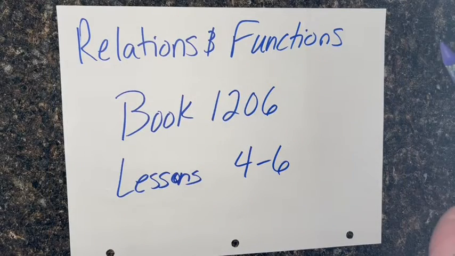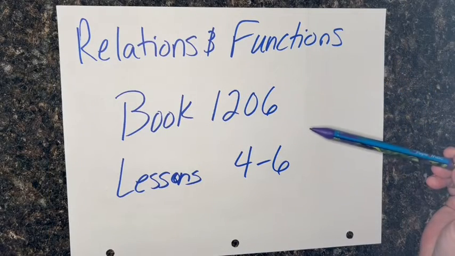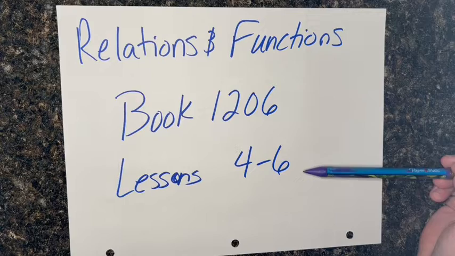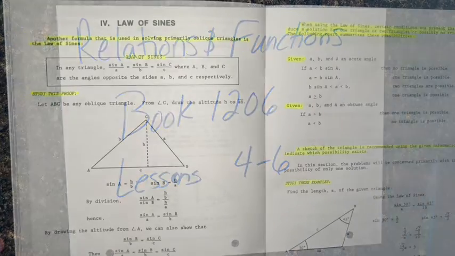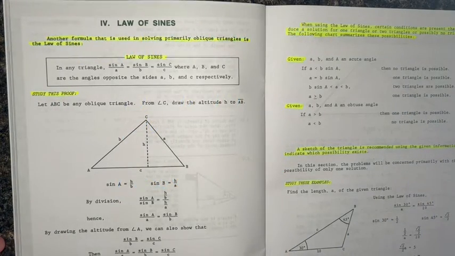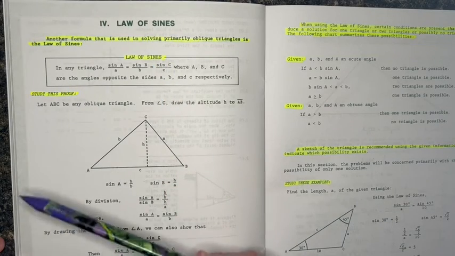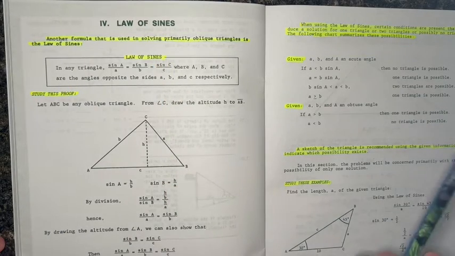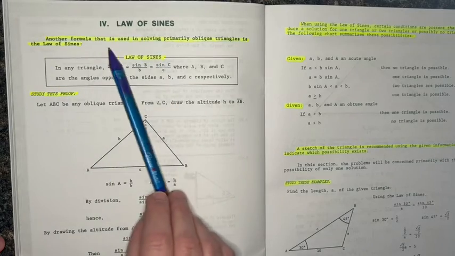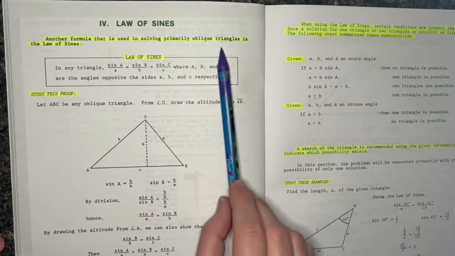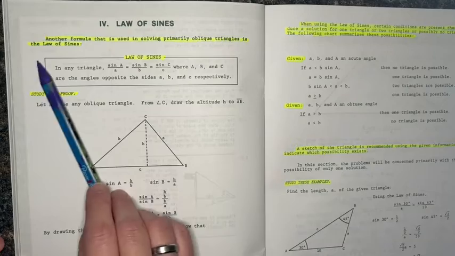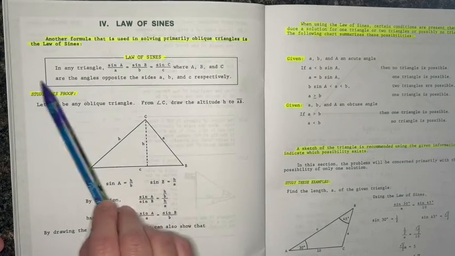For this video, we're going to be going through Relations and Functions, Book 1206, Lessons 4 through 6. Section 4 begins on page 26, and it's titled Law of Sines. We did Law of Cosines in the last video, now we're doing the Law of Sines. Another formula that is used in solving primarily oblique triangles is the Law of Sines.